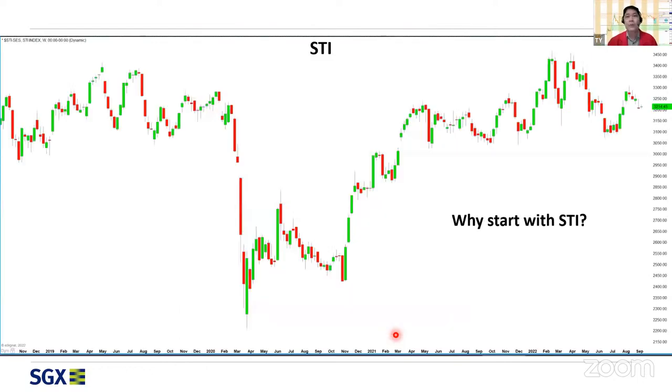Okay, so with that understanding, I would be showing you first, and I will be continuing to show you this particular chart. This is the STI index chart. Now, why I decide to show you this and start with this is because I remember a story when I was rather new, right? I read a lot of books, and I also attend a lot of courses to upgrade myself.